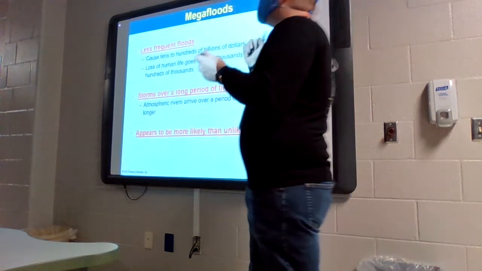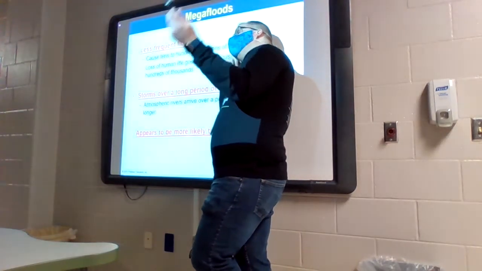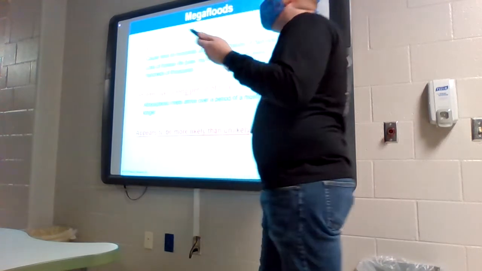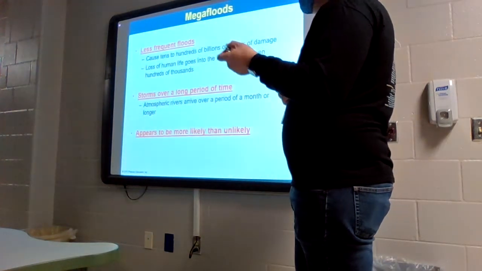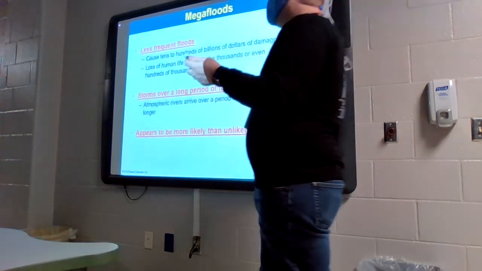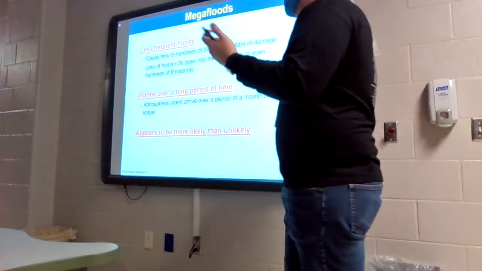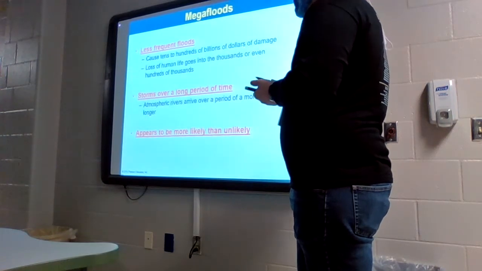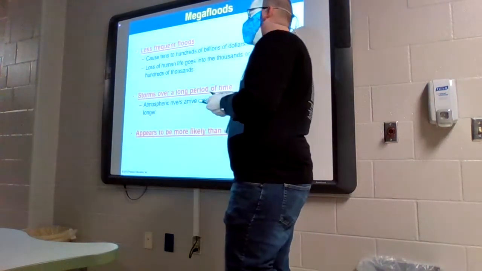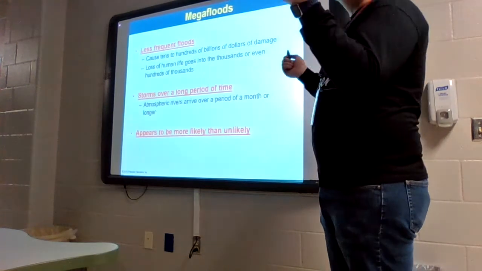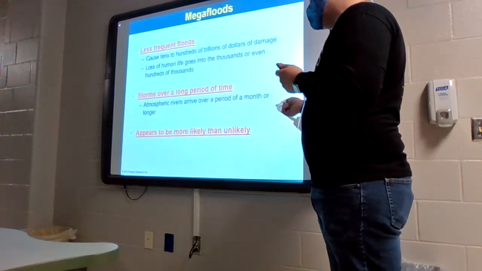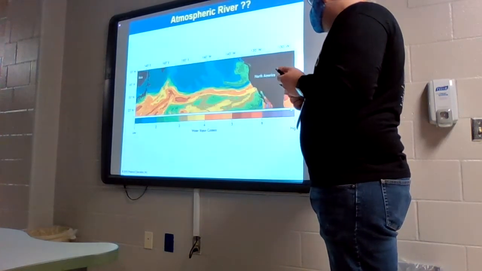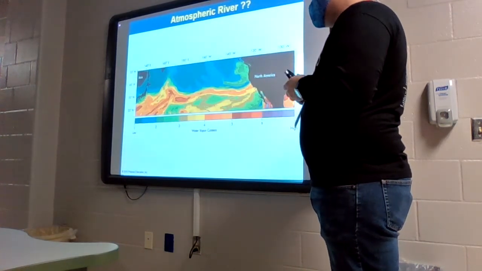Let's see, mega floods. So just like really big hurricanes and earthquakes and fires, the biggest ones happen the least often. So less frequency than your smaller floods. They obviously are more expensive, have more loss of human life and property, and can be really, really bad. So they're usually caused by storms over a long period of time. Monsoon season, if you will, like in the Philippines, appears to be more likely than unlikely that it's going to happen. Here's an example of your jet stream.